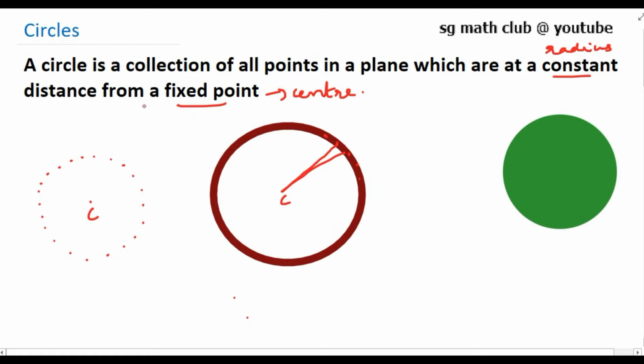So circle means it is a collection of all points in the plane which are at a constant distance from the fixed point, and the constant distance is called the radius of the circle, and the fixed point is called the center of the circle.